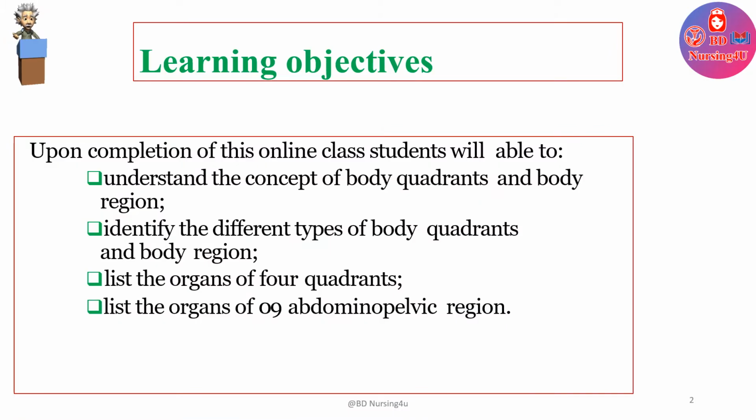Learning objectives. Upon completion of this online class, students will be able to understand the concept of body quadrants and body regions, identify the different types of body quadrants and body regions, list the organs of 4 quadrants, list the organs of 4 abdominopelvic regions.